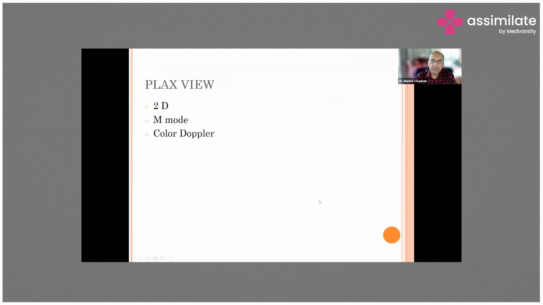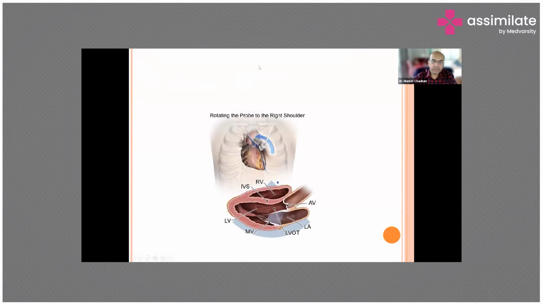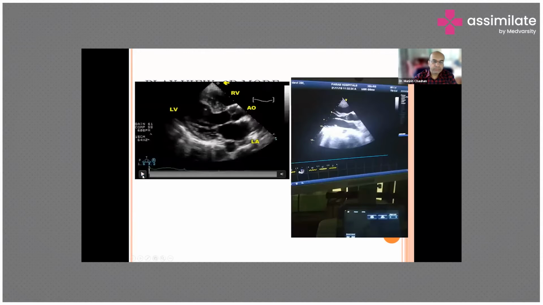Have this image in mind. Just absorb this for a second. RV, LV, LA, aorta.